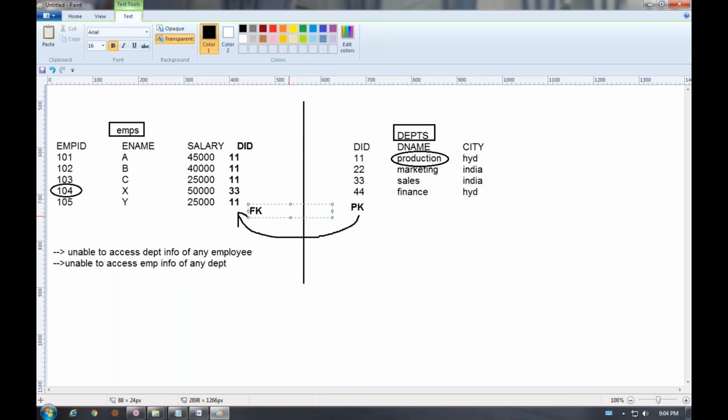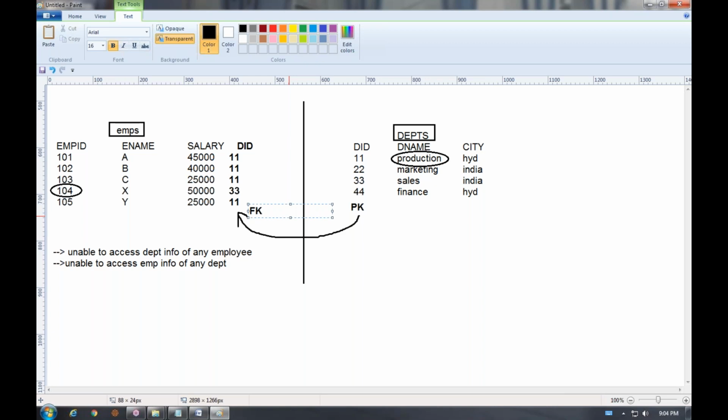Guys, don't worry about primary key and foreign key. Technical information right now. You will understand what is primary key, what is foreign key later. But you should understand right now what is the importance of relation. If there is no relation, what is the problem? Communication gap. If there is relation, what is the advantage? Getting complete and accurate information.